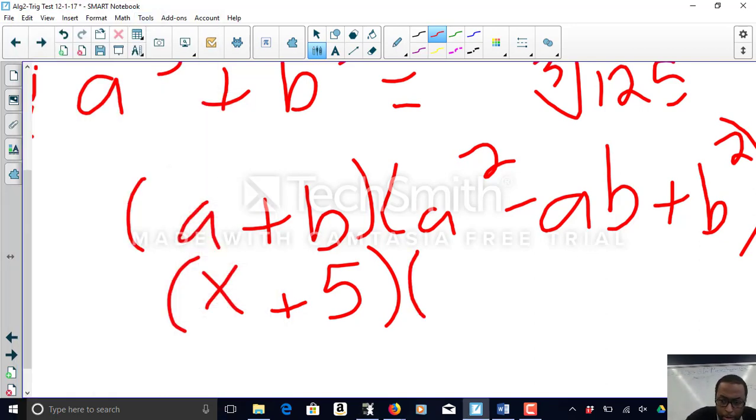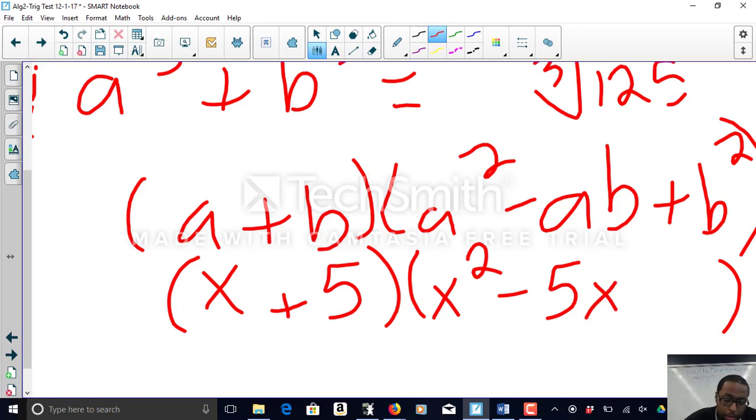Now from there, I'm just going to plug everything else in. I know a was x, so this is going to be x squared. Minus. Now it says ab. b was 5, a was x, so I multiplied them. 5 times x is going to be 5x. Plus, this case will be b squared, so it's going to be 5 squared, and 5 squared is 25.